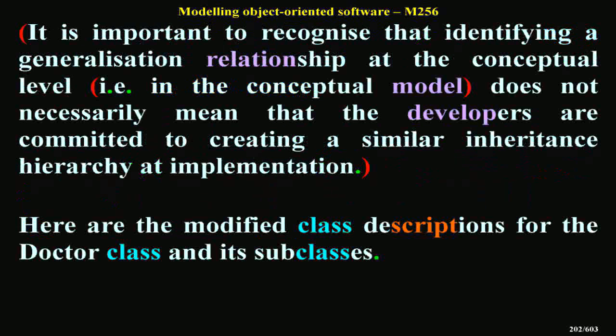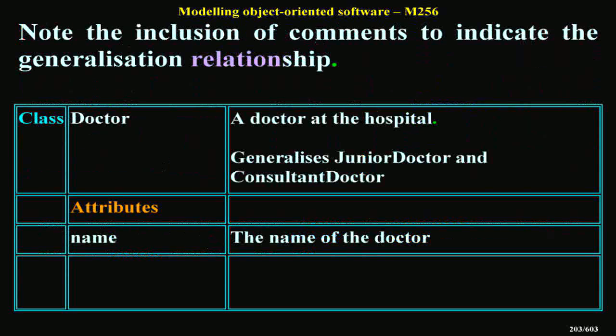It is important to recognize that identifying a generalization relationship at the conceptual level, i.e. in the conceptual model, does not necessarily mean that the developers are committed to creating a similar inheritance hierarchy at implementation. Here are the modified class descriptions for the doctor class and its subclasses. Note the inclusion of comments to indicate the generalization relationship. Class Doctor. A doctor at the hospital. Generalizes junior doctor and consultant doctor.